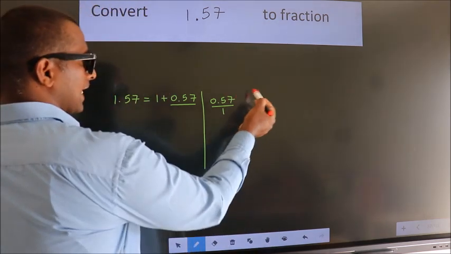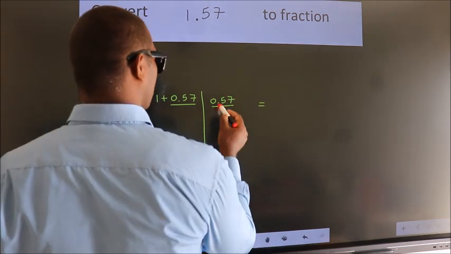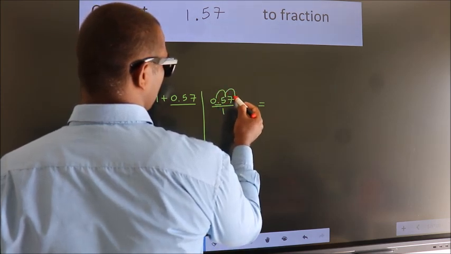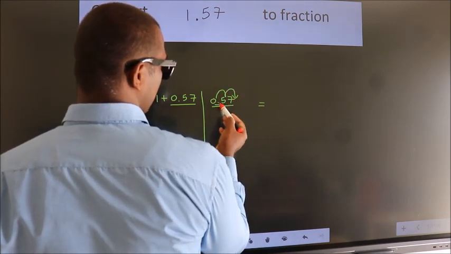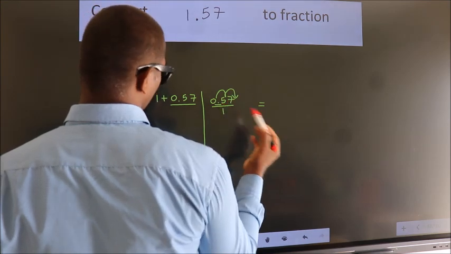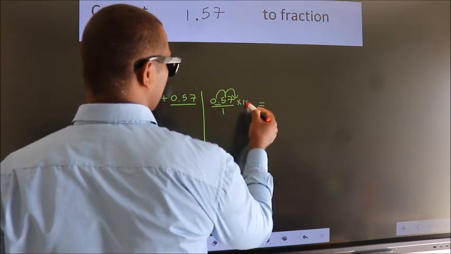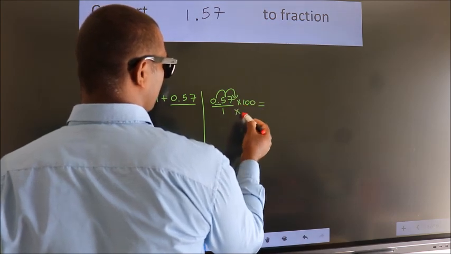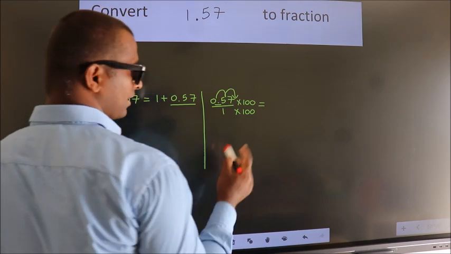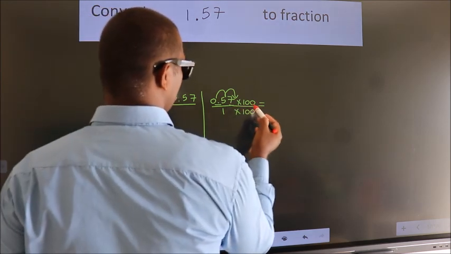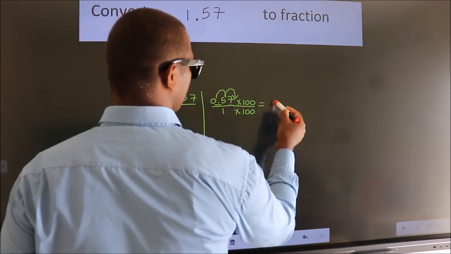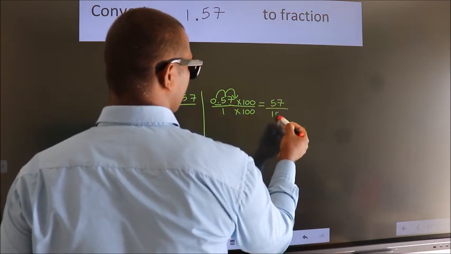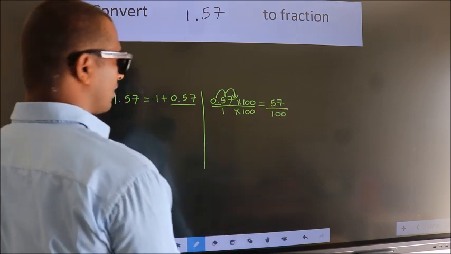To convert this to fraction, for that we have to move this decimal after 2 numbers. To move this decimal after 2 numbers, for that multiply it with 100. Whatever you are multiplying in the numerator, in the denominator also do the same. Next, 0.57 into 100 is 57, 1 into 100 is 100. So this is the fraction we got.